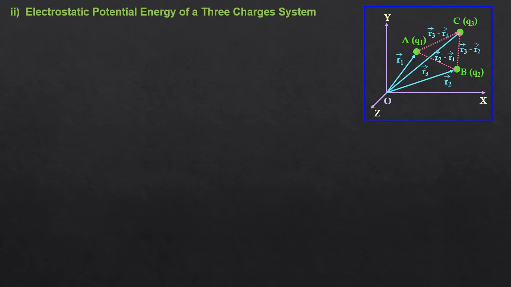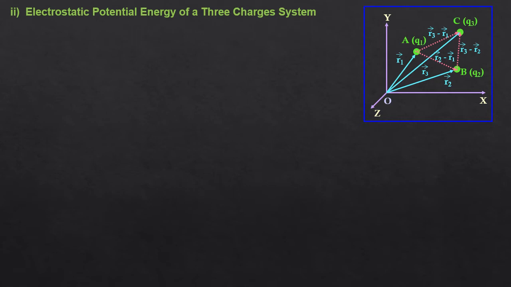First we have to bring charge Q1 from infinity to point A. Then we have to bring charge Q2 from infinity to B. Then we have to bring charge Q3 from infinity to C. In the first step, since there are no charges initially, the potential at point A is 0. Therefore, no work is to be done to bring the charge Q1 from infinity to A.